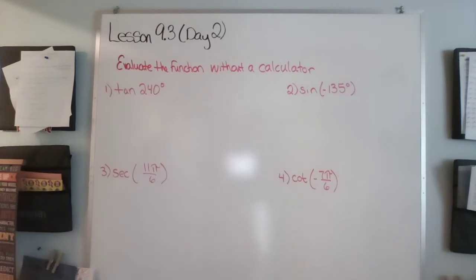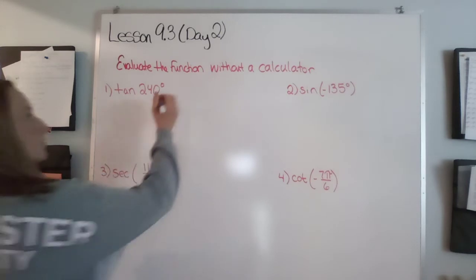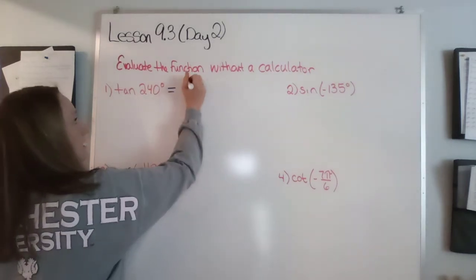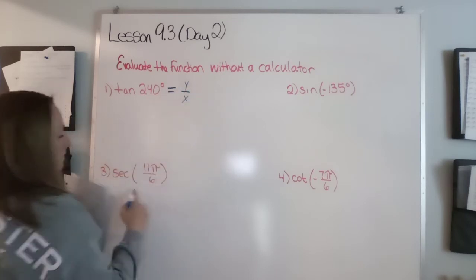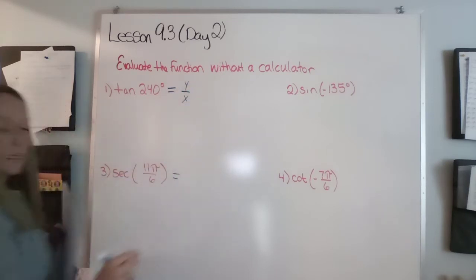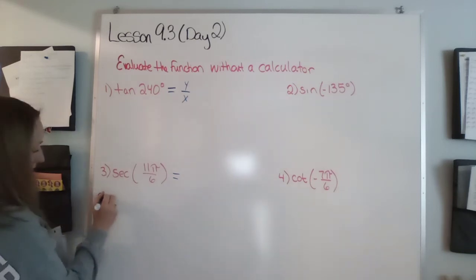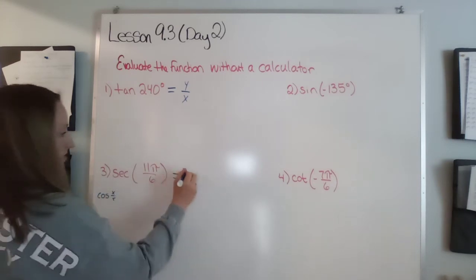First thing I'm going to do is go through and write out x over r, y over r, y over x, r over x, all that kind of stuff. So we need to know the ratios. For tangent, remember that that's y over x. Secant is the reciprocal of cosine. Cosine is x over r, so that means secant is r over x.